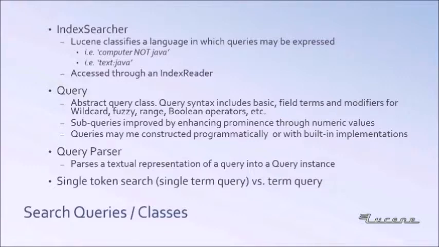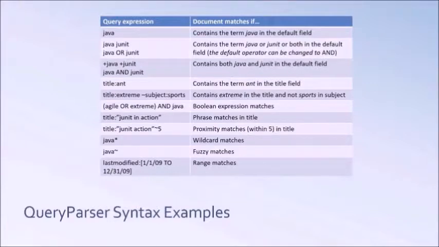The most basic kind of query is a search for a single token on a single field. This query is implemented in Lucene's org.apache.lucene.search.TermQuery class. A term query is constructed from a term object, which is constructed from a field name and a text for the term, both specified as strings. This slide references query parser syntax examples. As previously mentioned, the query syntax includes basic field terms and modifiers for range matches, fuzzy matches, Boolean matches, and more.